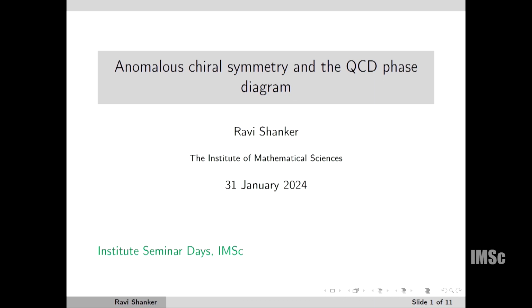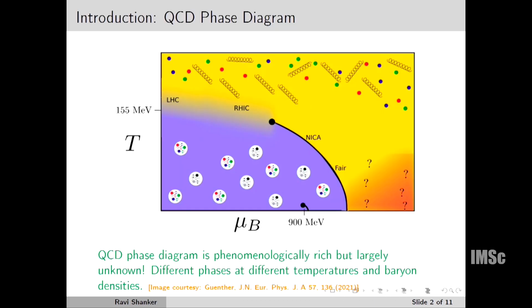Good afternoon, everyone. Today I will be talking about anomalous chiral symmetry and the QCD phase diagram. I will start with the QCD phase diagram.